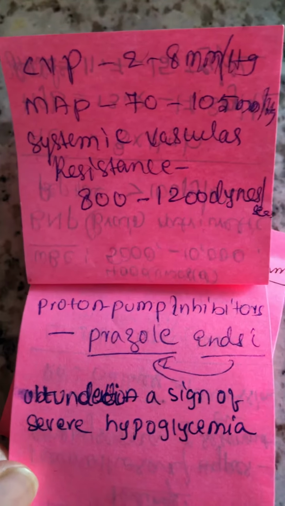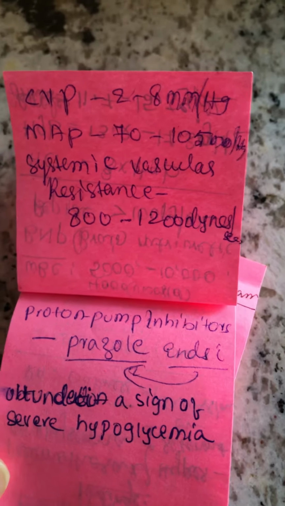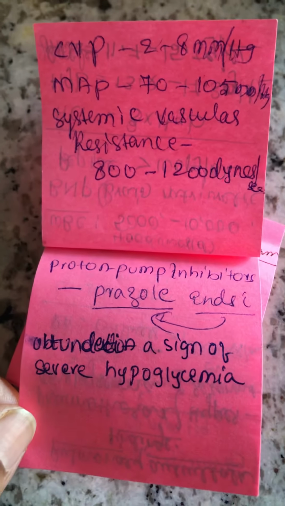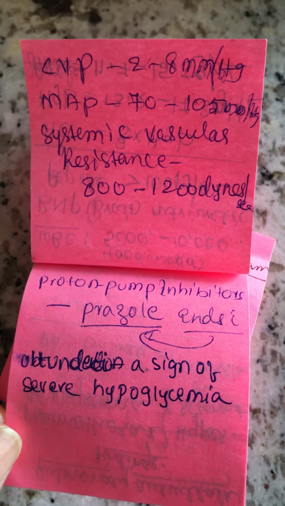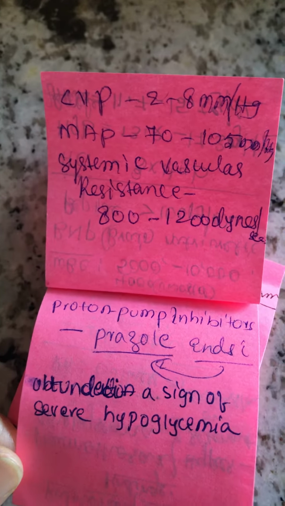Then I wrote some meds here. Proton pump inhibitors end with -prazole. Obtundation, if you see the word obtundation, we have to remember that it is a sign of severe hypoglycemia.